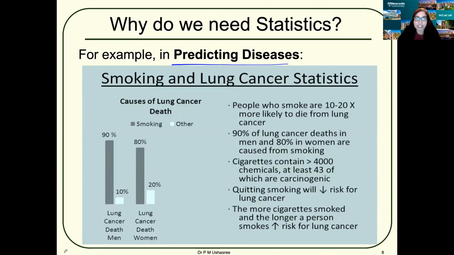Now look at this chart here. What can you see here? You can see that the darker shade is the causes of lung cancer death due to smoking, while the lighter shade is the causes of lung cancer death due to some other reasons. Lung cancer death can be due to any reason. So what can you see here?